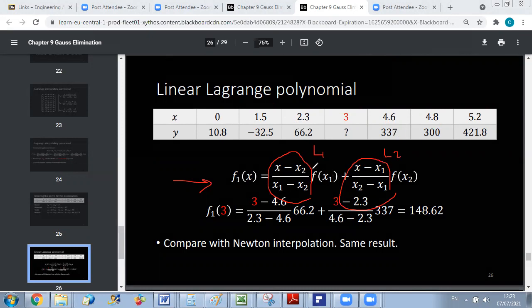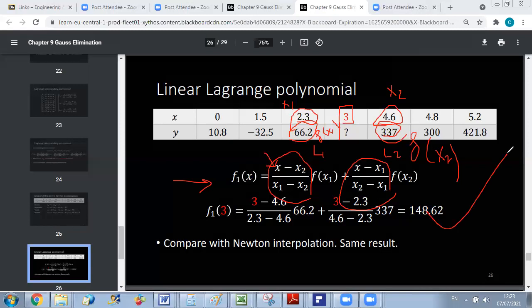You have everything, because this is x1, this is f of x1, this is x2, this is f of x2. And now your only variable is x. You replace it by the point you want to interpolate at. So now you want to find your interpolation at 3. All you have to do is replace x by 3 here, and then you can get your value. And if you compare with Newton, you will see that it's exactly the same result.